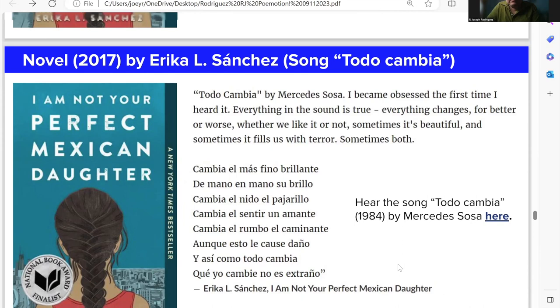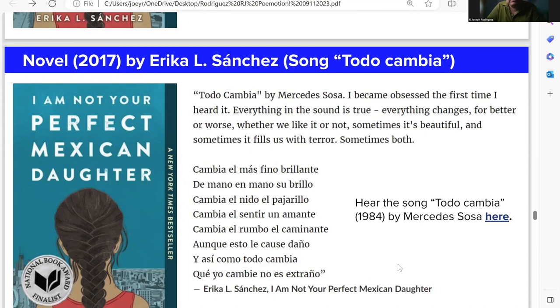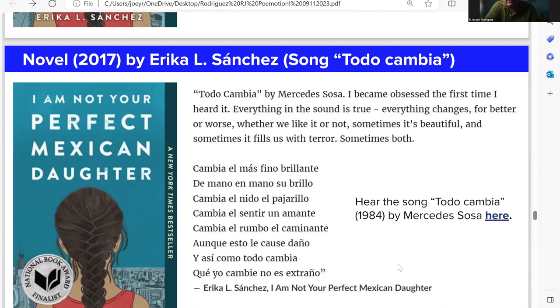The character Julia in the novel by Erica Sanchez explains, "Todo cambia by Mercedes Sosa. I became obsessed the first time I heard it. Everything in the sound is true. Everything changes, for better or worse, whether we like it or not. Sometimes it's beautiful, and sometimes it fills us with terror. Sometimes both."